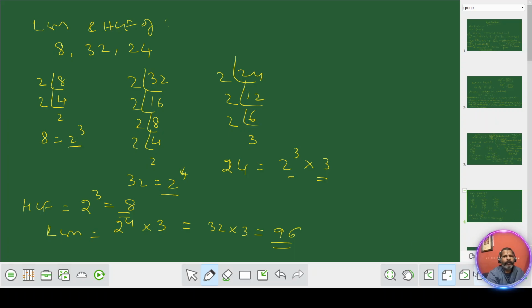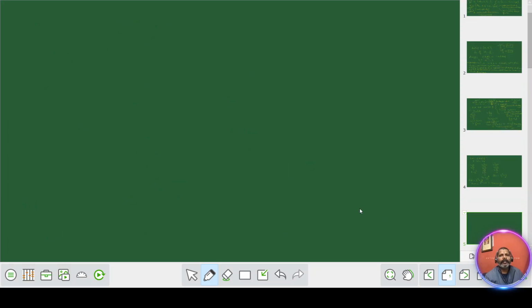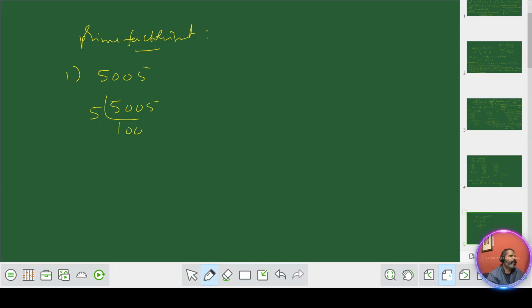Then sometimes these HCF and LCM questions will be given in a different form. We'll have to find a single number, like they just ask for prime factorization. See, find the prime factors for 5005. So the answer is, just start with 5.